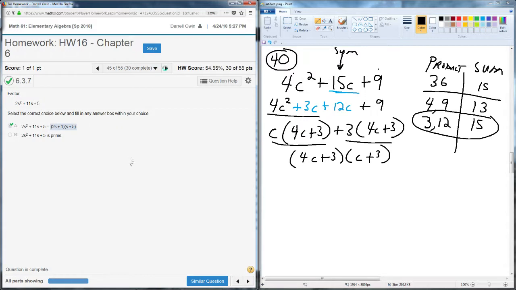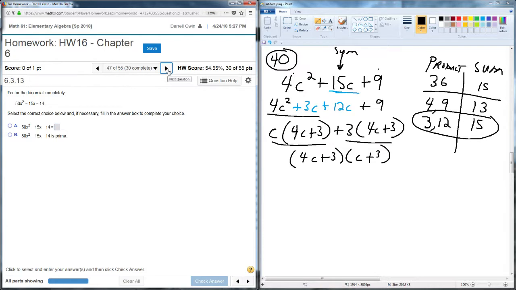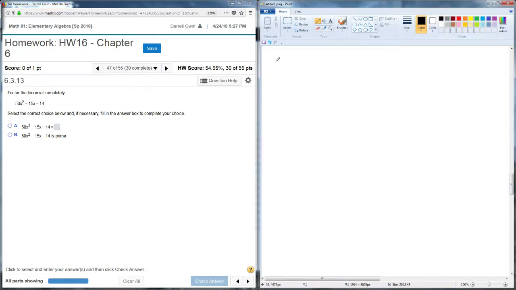Normally I would write that on paper, but I'm kind of in a hurry. Same problem. Ooh, that one's a very large number. Okay, I'm going to do this one, and then I'll end it here. Let's see. Yeah, this is a humongous problem because of the large number 50 and the 14.